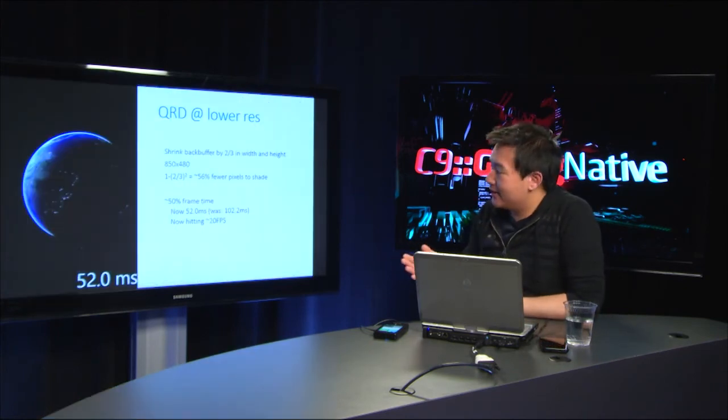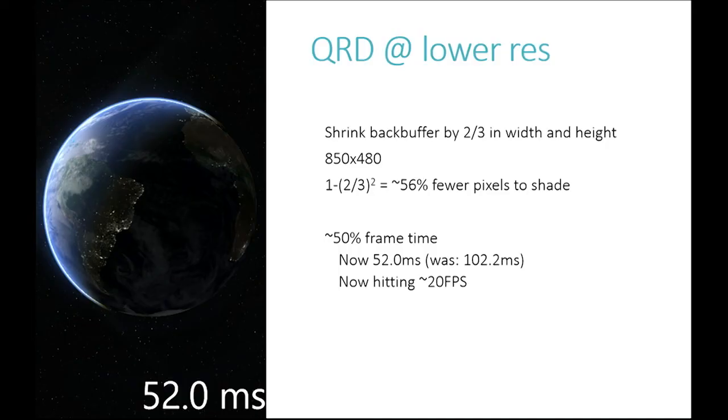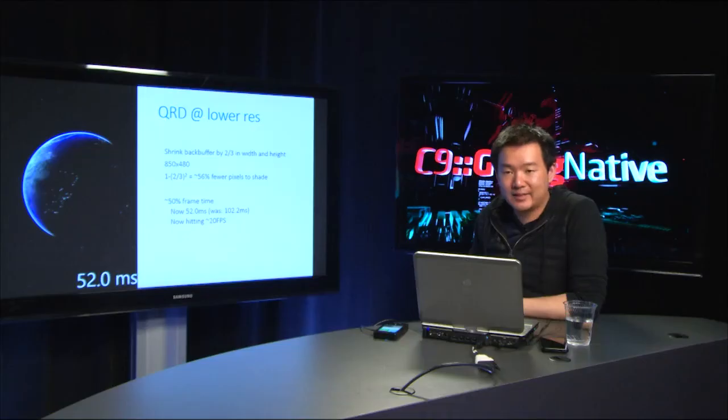So if we render at 2/3 the width and the height on the back buffer, we end up having to shade about 56% fewer pixels. And 1280 by 720, 2/3 both ways, ends up being about 850 by 480. And our performance has increased from 102 milliseconds per frame to 52 milliseconds per frame, which is about double the performance in exchange for shading a little bit less than half the number of pixels. And the reduced resolution looks okay. It's probably a little hard to see the difference from the static image, and it's running at 20 FPS.